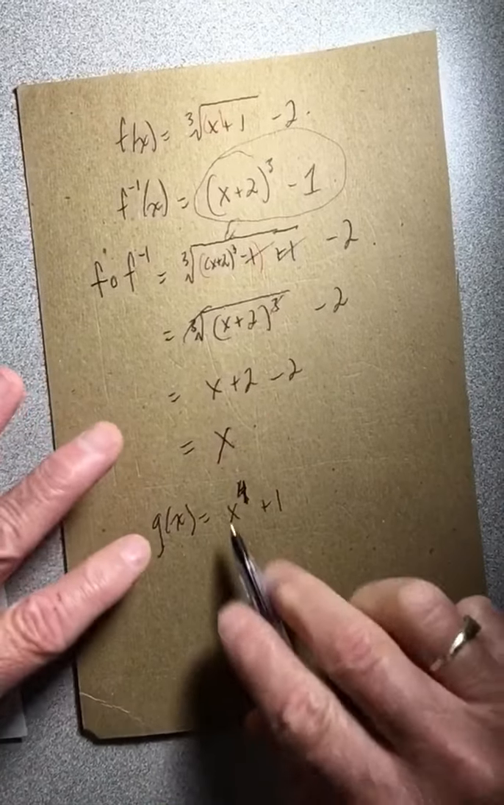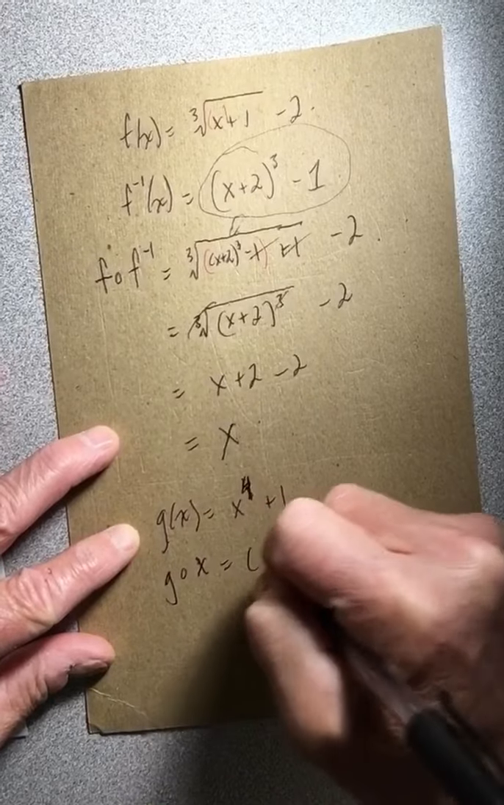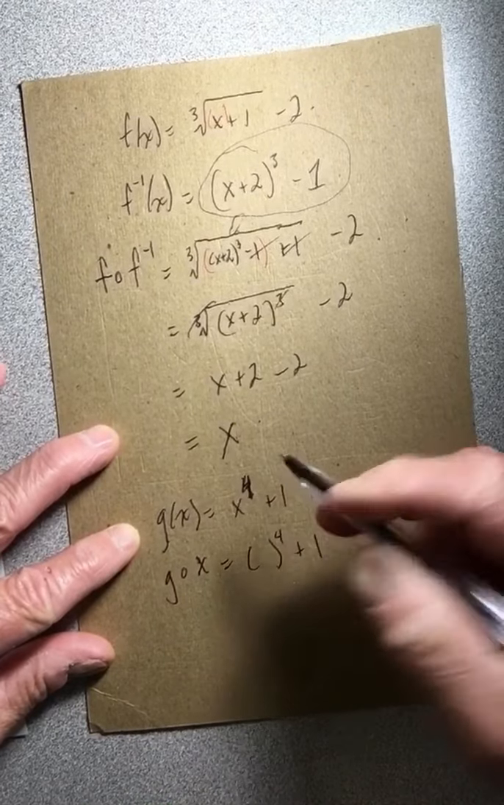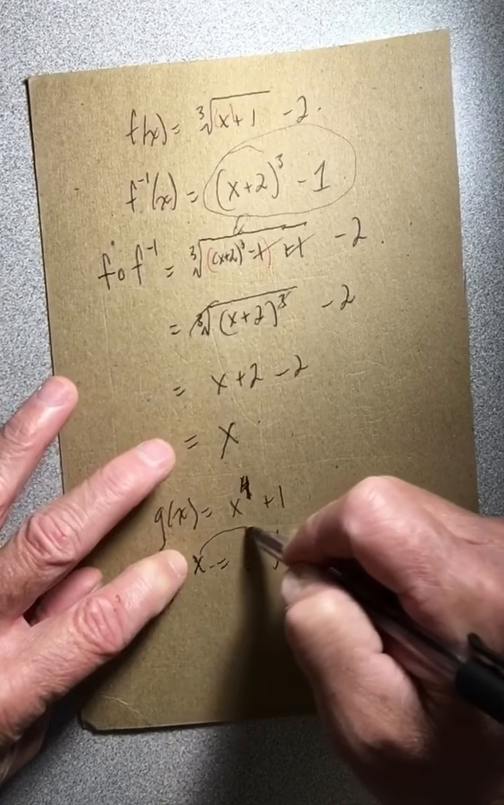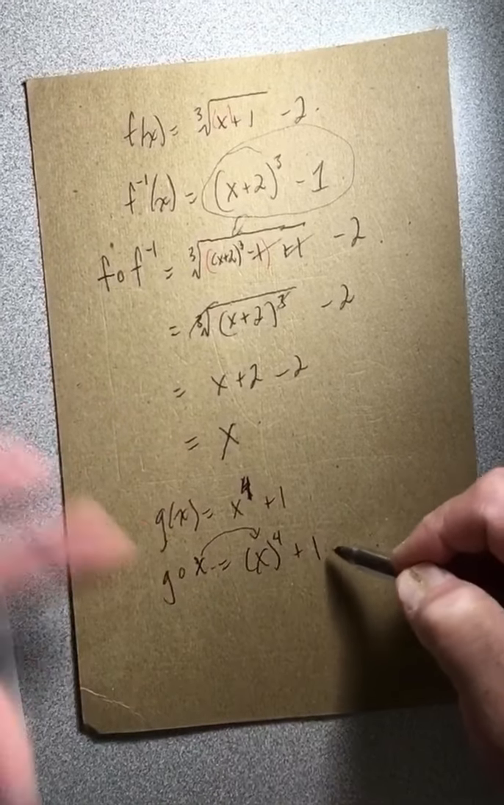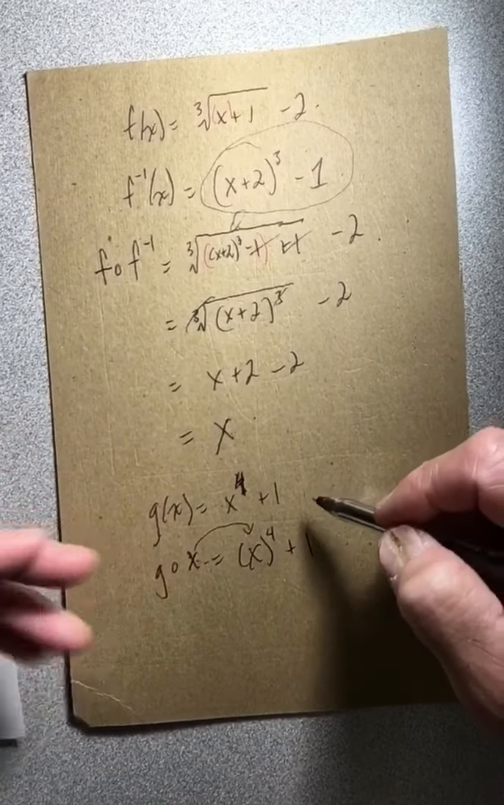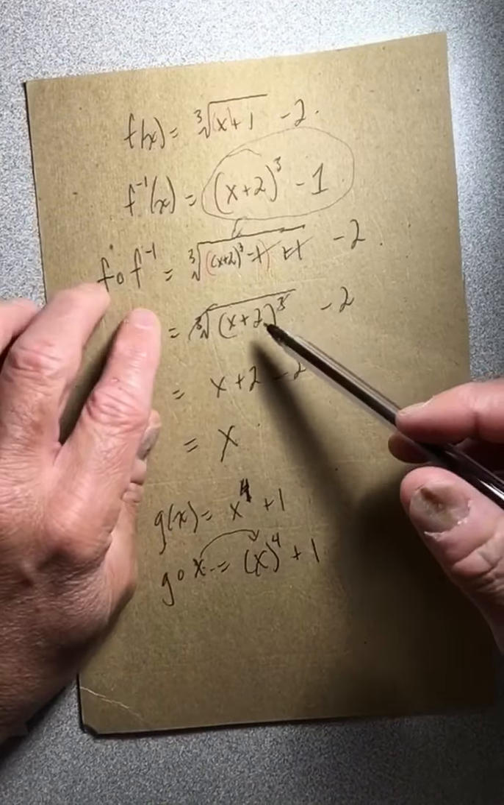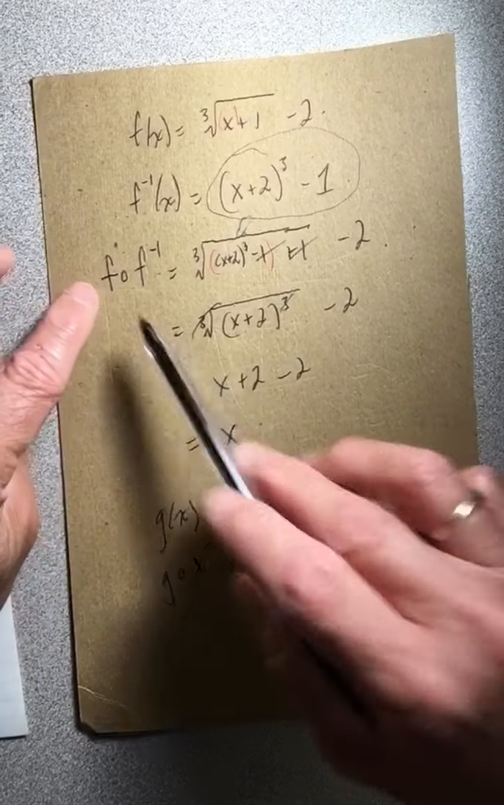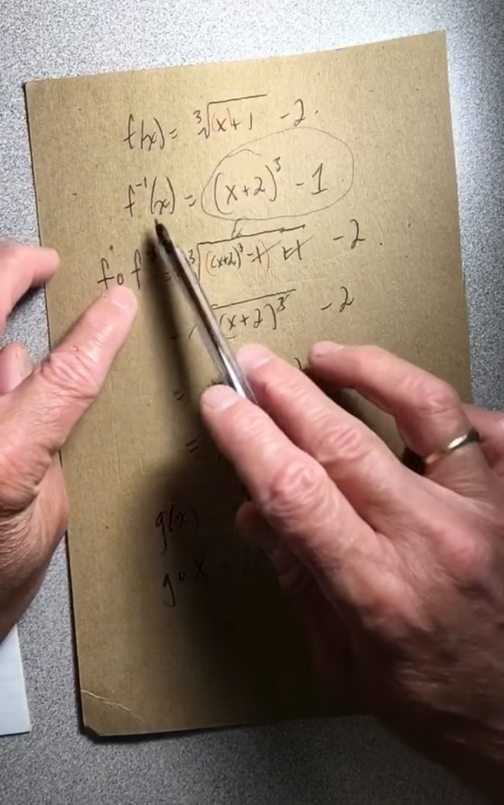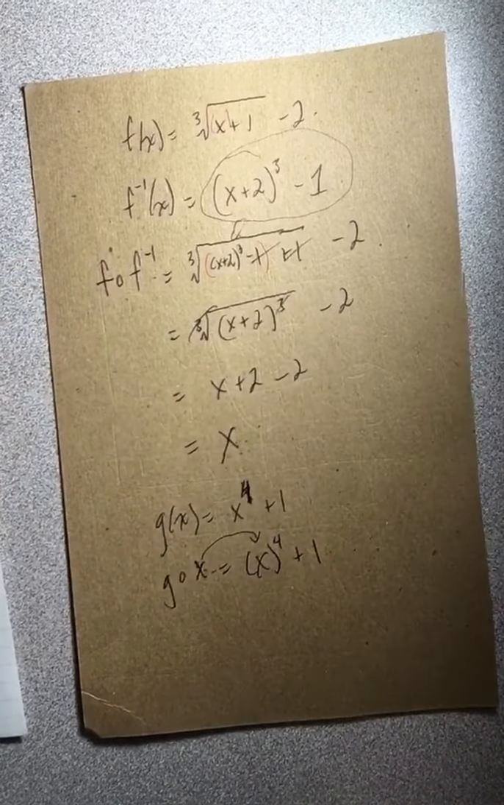If I compose g with x, that means I write down g, but I put x in wherever the input goes. So x goes right there. Well, did it change? No, it didn't change. So x is the identity element under composition. And inverses of one another, when you do the operation, give you the identity element. So since f composed with our proposed inverse gave us the identity element, they are for sure inverses.